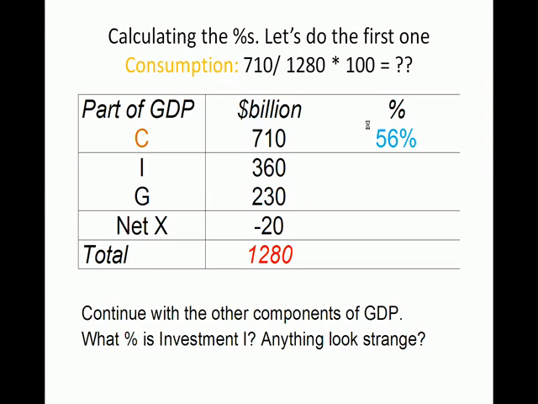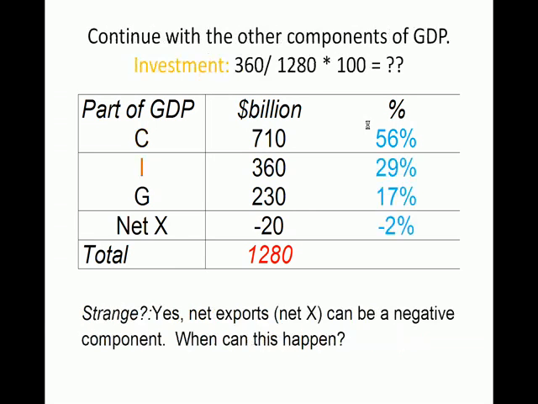Continue with the other components of GDP. What does percentage investment look like? Anything look strange? Put this on pause, do it yourself, let's have a think about it. Investment, 360 divided by 1280 times 100 is 29%. Government spending, 230 divided by 1280 times 100 is 17%. Net exports, minus 20 divided by 1280 times 100 is minus 2%.